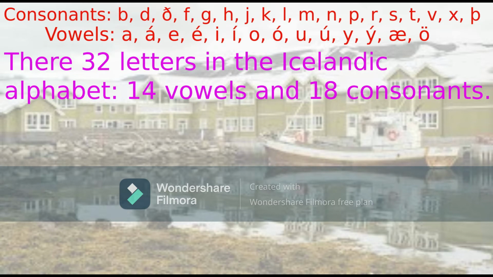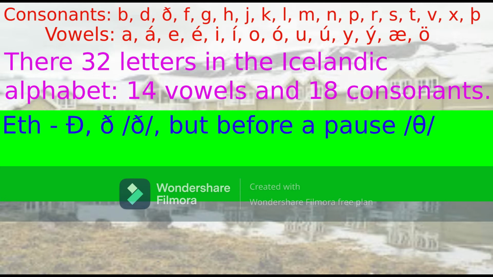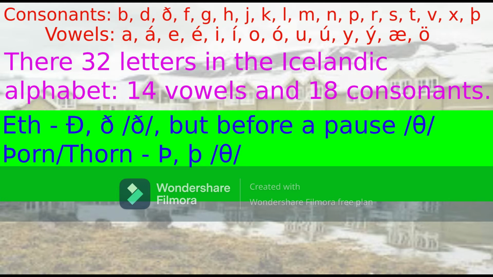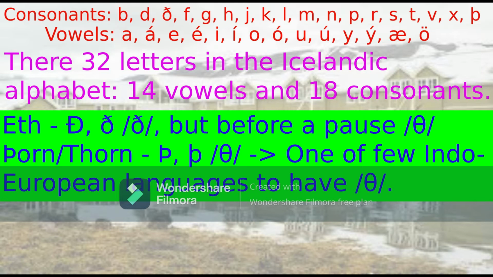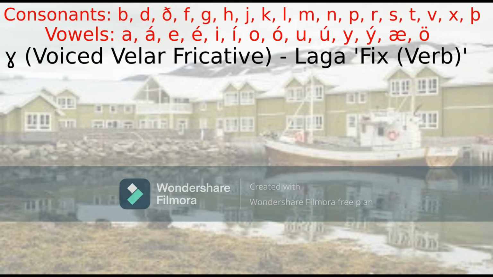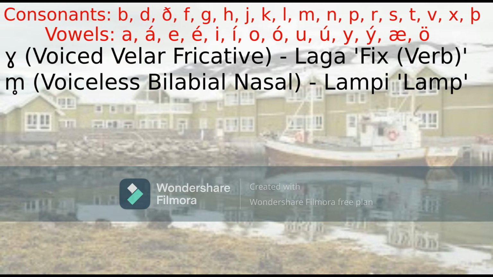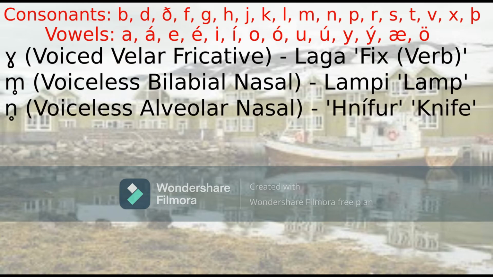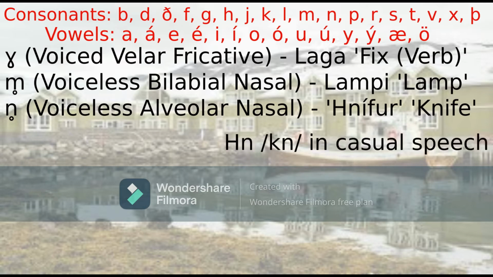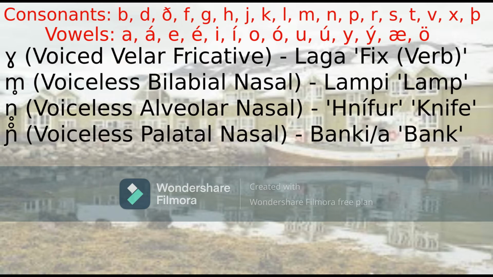Two letters that might stand out here are the letter eth, pronounced th, but before a pause, th, and the letter thorn, pronounced the same way, th. This soft dental fricative is one of few Indo-European languages to have this sound, th. There are some notable consonant sounds that are a little tricky for English speakers. For example, a voiced velar fricative, laga, a voiceless bilabial nasal, lappi, a voiceless alveolar nasal, hnífur. As a side note, HN might be pronounced kn in casual speech.